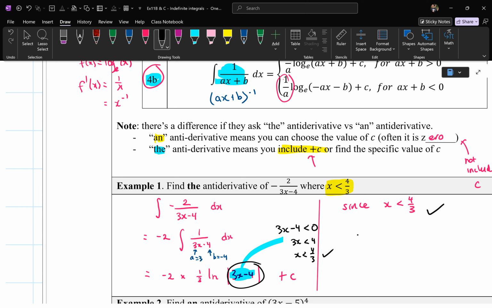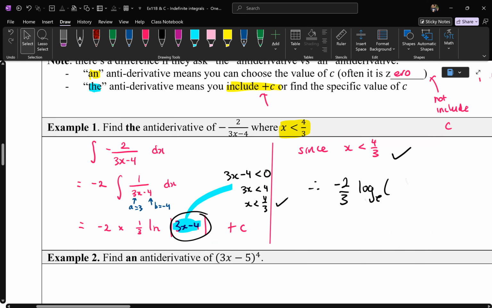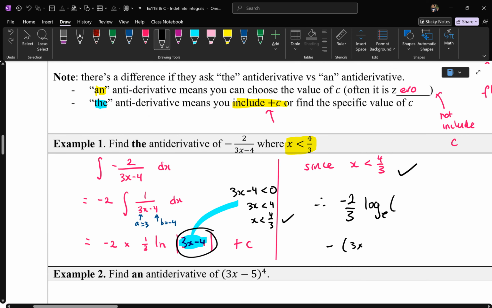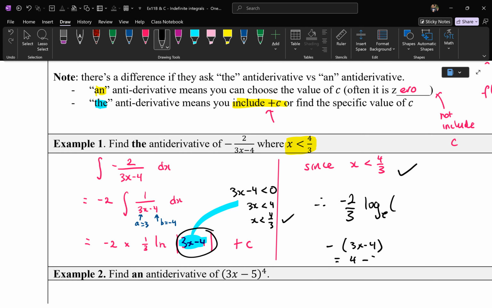So your answer should be -2 times a third, which is 2/3, log base e of the negative version of 3x minus 4, because we said 3x minus 4 has to be less than 0. So it's the negative of the 3x minus 4, whatever that is. That gives you 4 minus 3x. So inside it should be 4 minus 3x. That represents the negative version rather than the positive version.